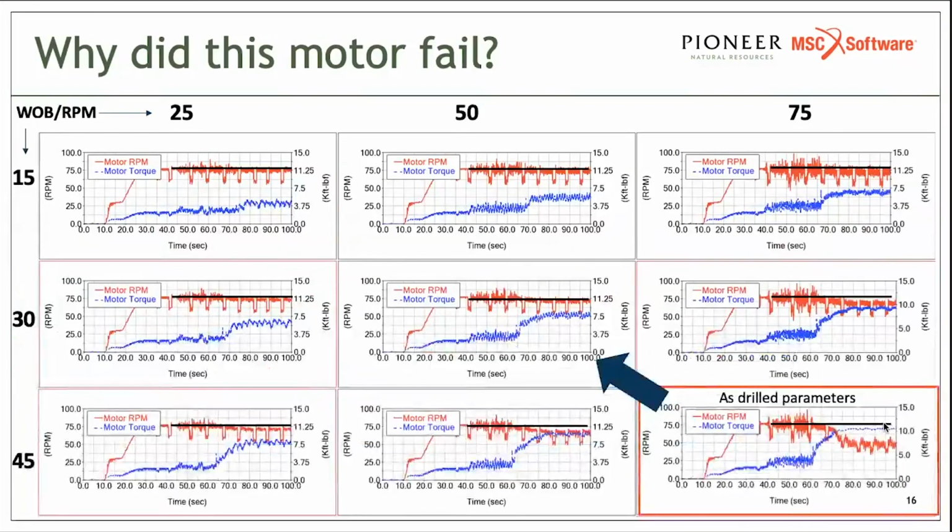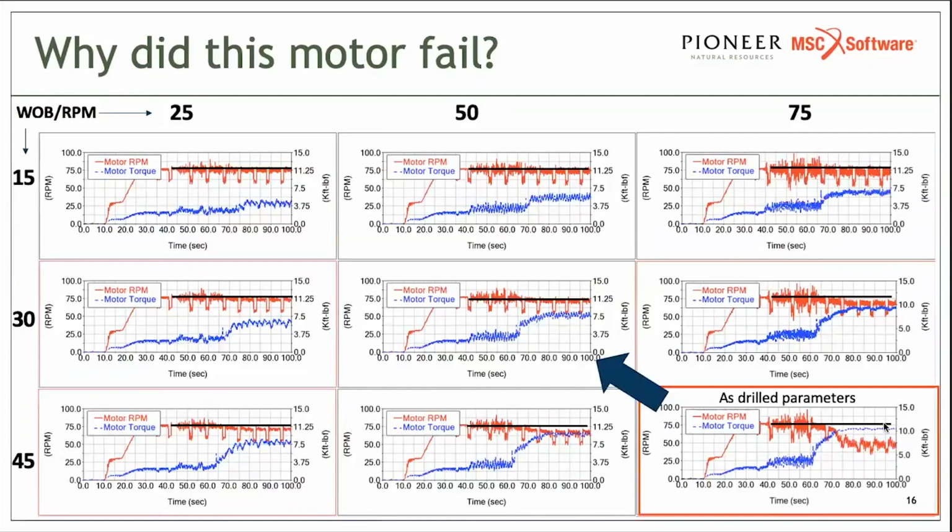To investigate why this motor failed, I prepared 9 models using Adams drill with different surface drilling parameters. Our parameters were 45 pounds of weight and 75 RPM of pipe rotation, which is shown on the bottom right. The red line is the motor RPM, which is the rotation generated by the motor, and the blue data is the torque generated by the motor. Notice the line shows how the motor RPM behavior should look. In our case, we were drilling over the limits of the mud motor, resulting in motor stalls.